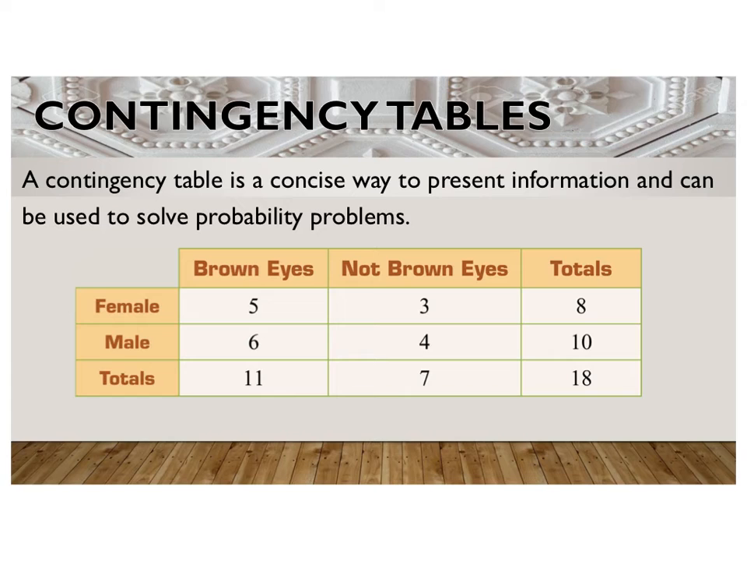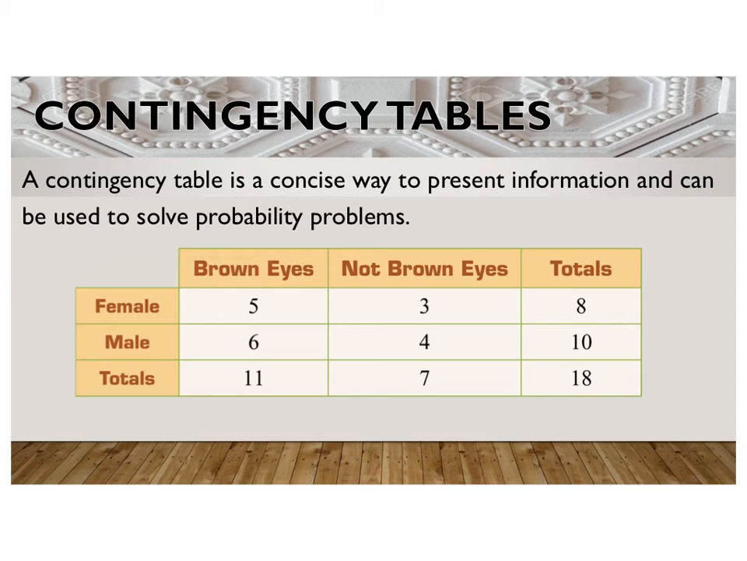All right, contingency tables. Brown eyes, not brown eyes, male or female. A contingency table is a concise way to present information and can be used to solve your probability problems because you have all your totals and stuff. All right, so let's look at this. If these are the number of children born in a particular hospital on a particular day, and you randomly select one of those children, what is the probability that it has brown eyes and is a boy?